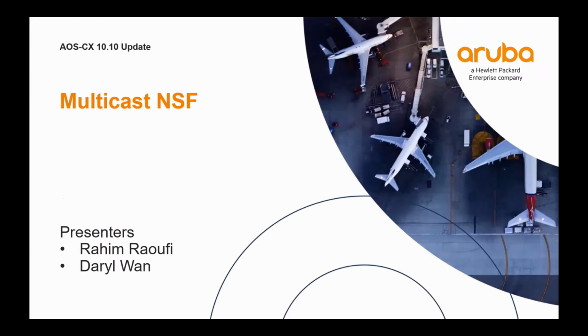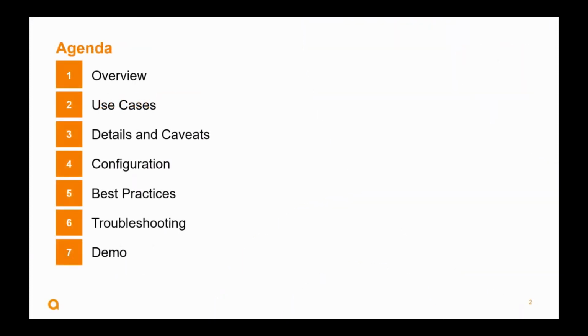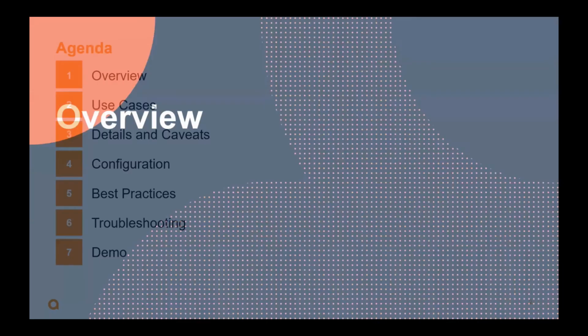So then our next topic is going to be multicast nonstop forwarding, right? And we'll do the same thing here, take care of the presentation, and then Daryl will run through the demonstration again and show the actual feature live in action, right? So similar agenda: the overview, just a high level first, and we'll take a look at some of the use cases and then jump in a little bit on the details and caveats, things to watch out for, configuration, best practice, troubleshooting. Yeah, so let's go ahead.